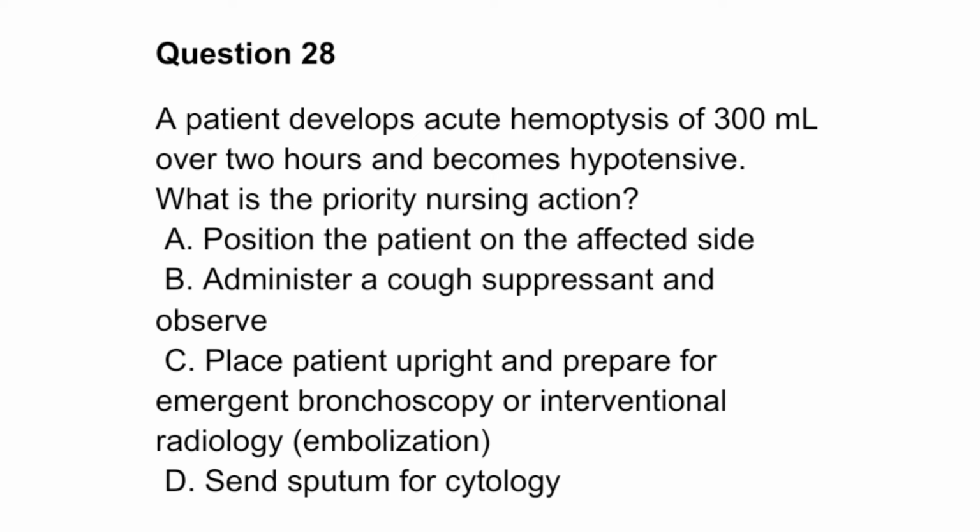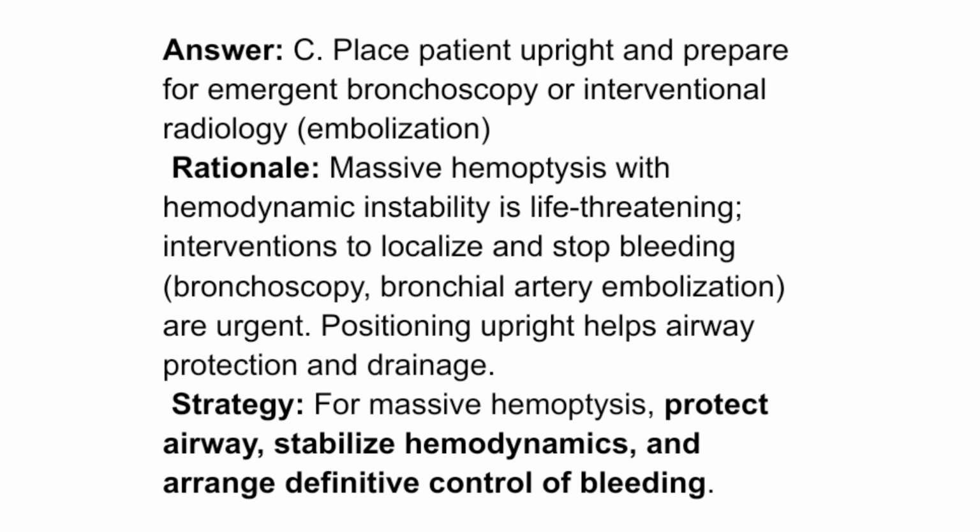Question 28. A patient develops acute hemoptysis of 300 milliliters over 2 hours and becomes hypotensive. What is the priority nursing action? A. Position the patient on the affected side. B. Administer cough suppressant and observe. C. Place patient upright and prepare for emergent bronchoscopy or interventional radiology, embolization. D. Send sputum for cytology. Answer: C. Place patient upright and prepare for emergent bronchoscopy or interventional radiology, embolization.